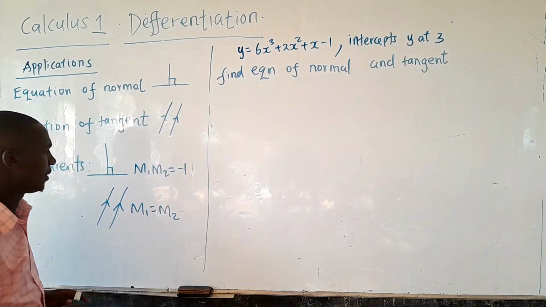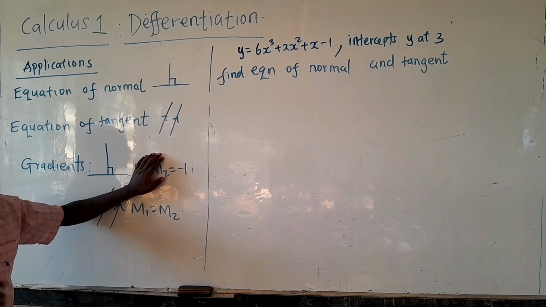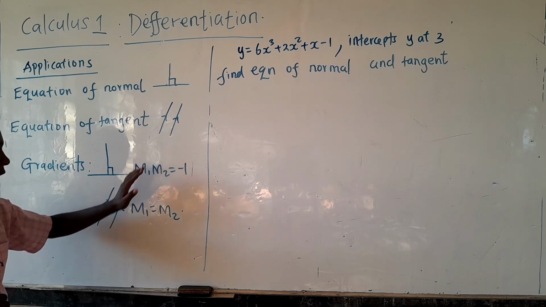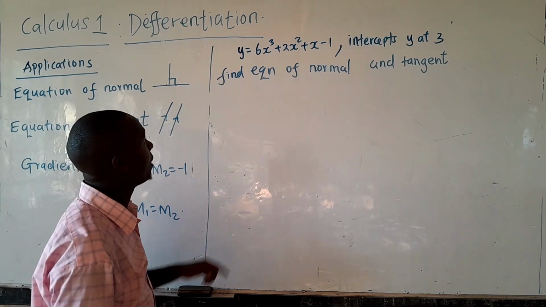Tangent means the line and the curve are parallel, and normal means the line is perpendicular to the curve, and we talk about their gradients. If you have those that are normal, you multiply their gradients and you get -1, and those that are parallel have equal gradients. So we are supposed to work out an example.